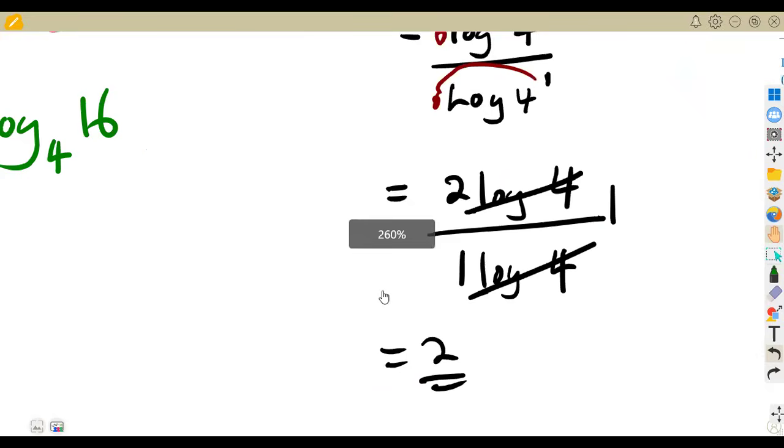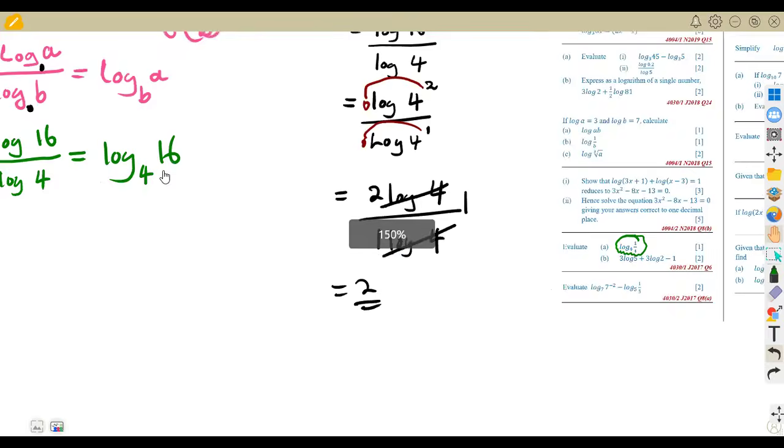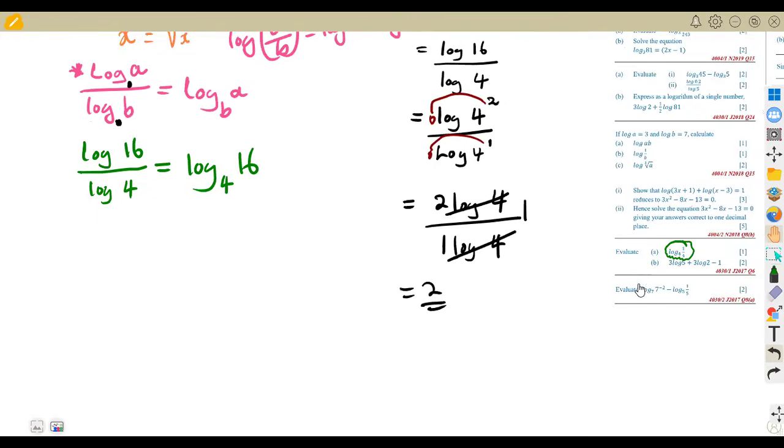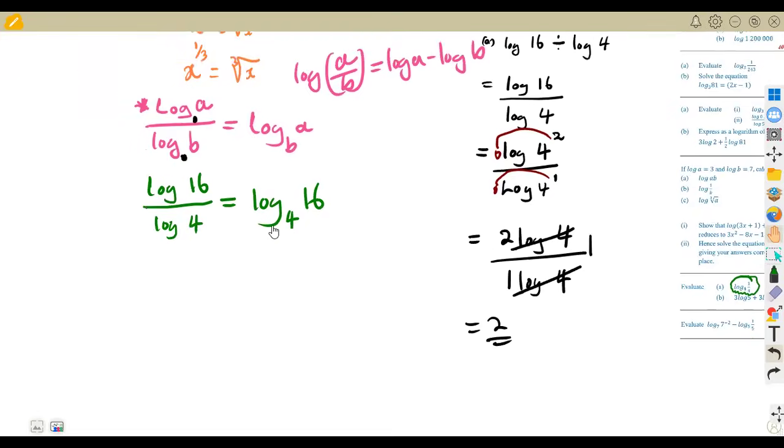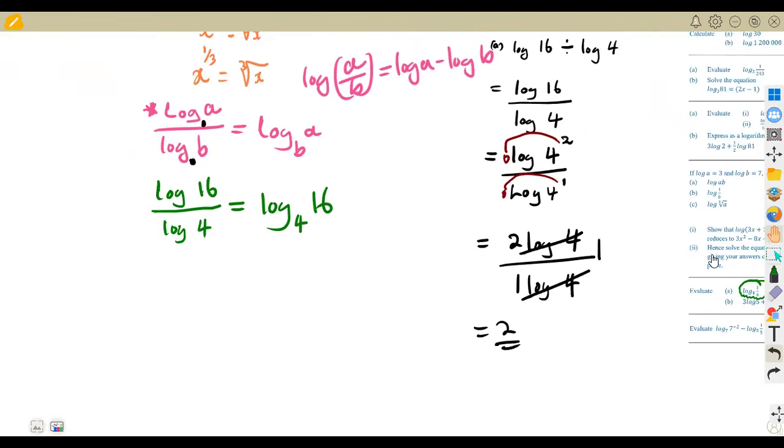Ndopatira logarithm yani ya 16 mubase mani ma 4. Logarithm ya 1 over 4 mubase ma 4. Logarithm yani ya 25 mubase mani mubase ma 5. Logarithm yani ya 100 mubase mani ma 10. Tozvitakajaira izvo. Saka kana takajaira izvo, then we can simplify from there.